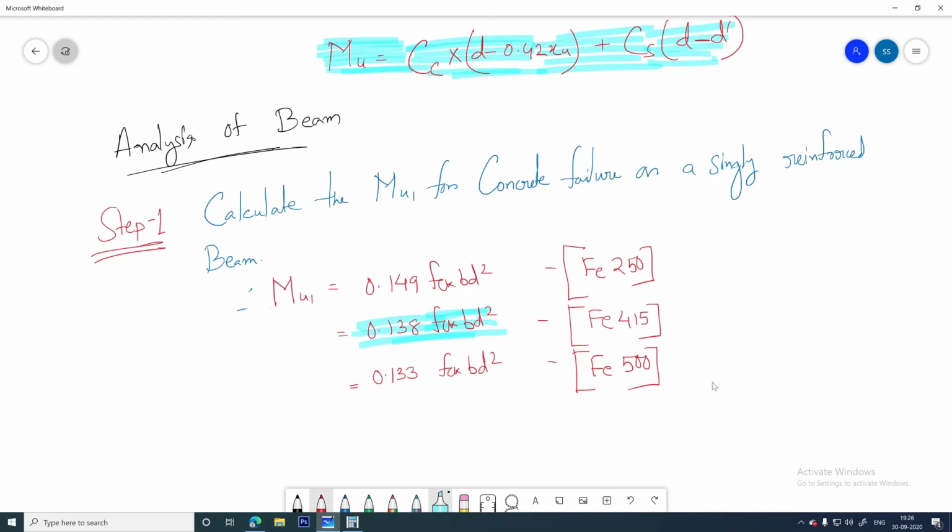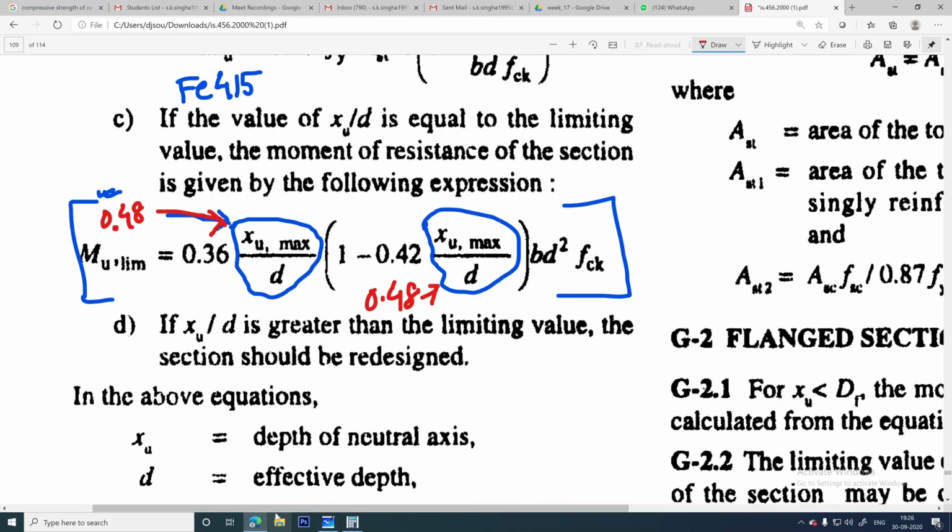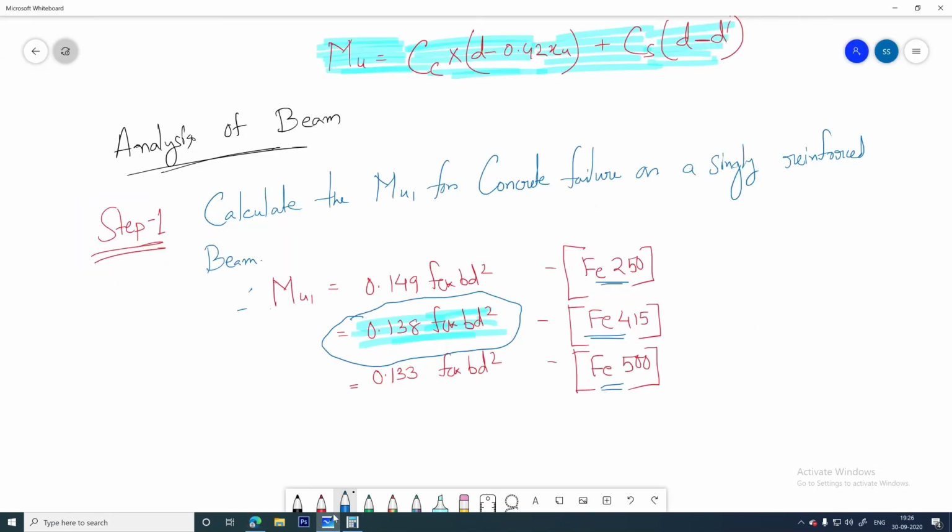Is it clear to all of you? Look here, I have got this value 0.138 fck bd square for Fe415. Similarly, if you put the value for Fe250 and Fe500, you can also get the value. And now one question may arise, that you can determine the value for 250, 415 and 500.